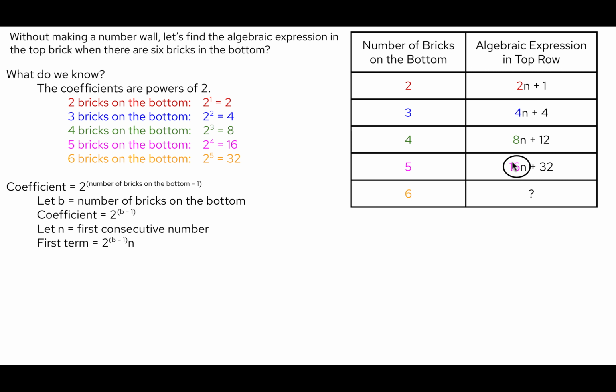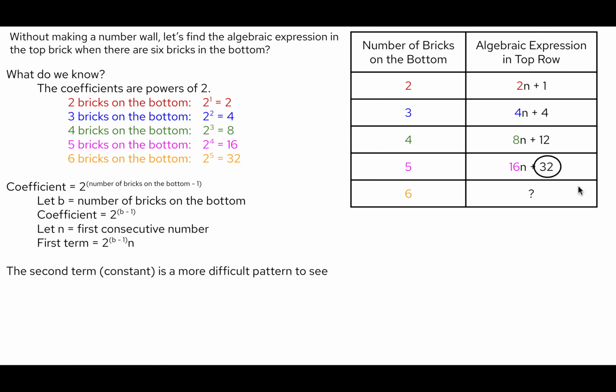When we talk about terms, those are groups of numbers and variables. And remember, they're separated with a plus or a minus. So in this algebraic expression, there's 2 terms. As a matter of fact, there's 2 terms in all of these. So my first term is my coefficient and the n. And my second term is going to be my constant. Okay, so here's my constant.